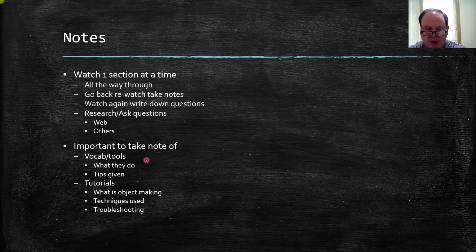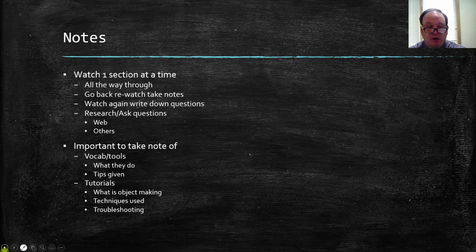So, things to take notes on. Vocabulary and tools. What do they do? How do they work? Are there any tips given? And then during the tutorials, make sure you understand, what is the object being made? What does it look like? What are some techniques that are used during that? What tools are used? And any troubleshooting techniques or troubleshooting hints that are given.